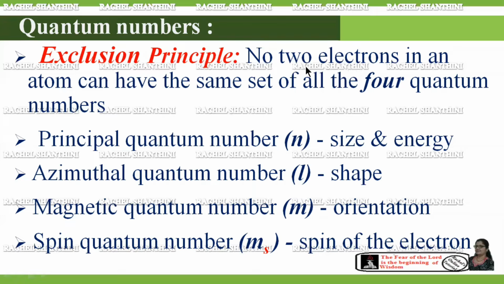If you look at the values of n, l, m and m suffix s for these two electrons which are present in the same suborbital, they won't be the same. At least one value of these quantum numbers differs from the other. For better understanding, let us take an example to understand this concept clearly.